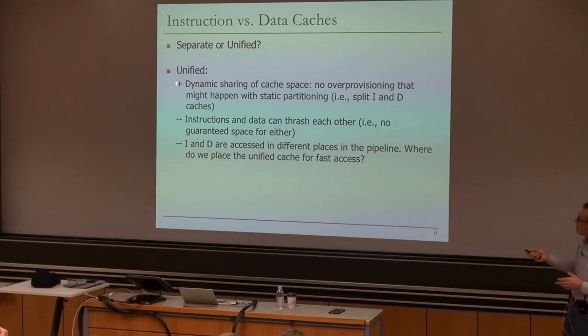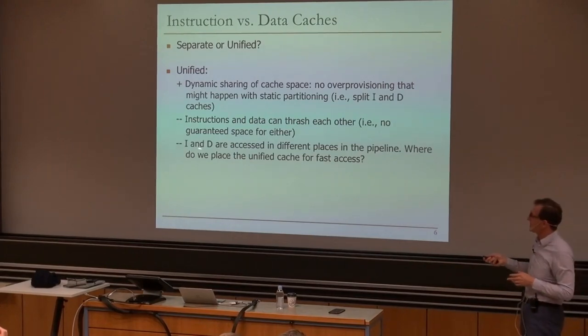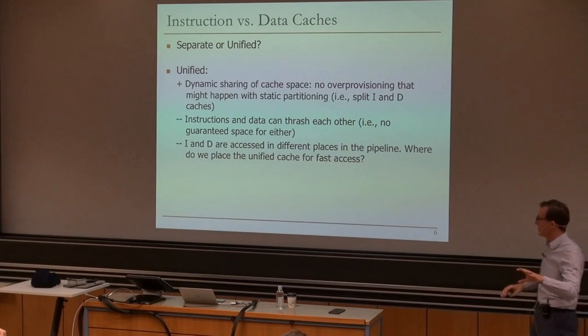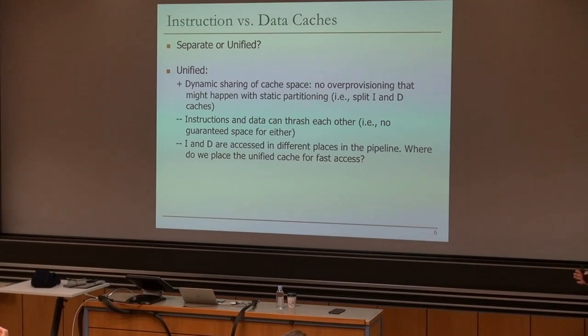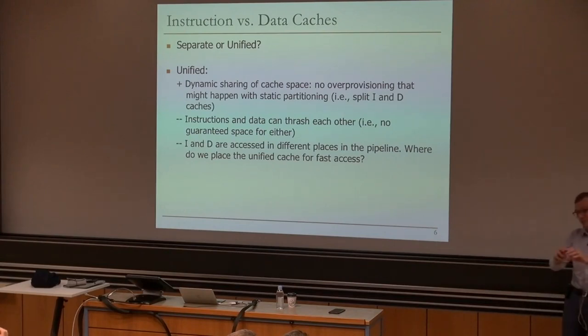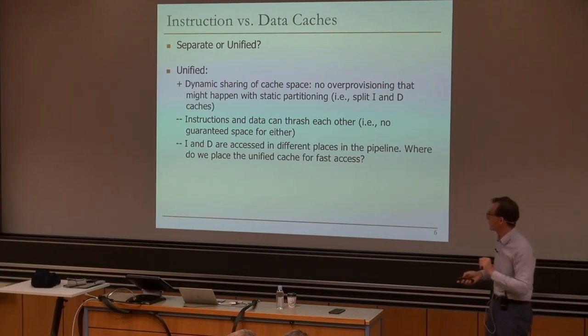Okay, another downside of unified caches is instructions and data are actually accessed in different places in the pipeline, right? We have a long pipeline. There's a fetch stage that fetches the instruction, and there's a data fetch stage that fetches the data. So where do you place this unified cache for access? It has to be somewhere in the middle, perhaps, or you make a biased choice. But regardless of whatever choice you make, you penalize because you need to have longer interconnects, right? Especially if you have a long pipeline. And today's systems are long pipelines.